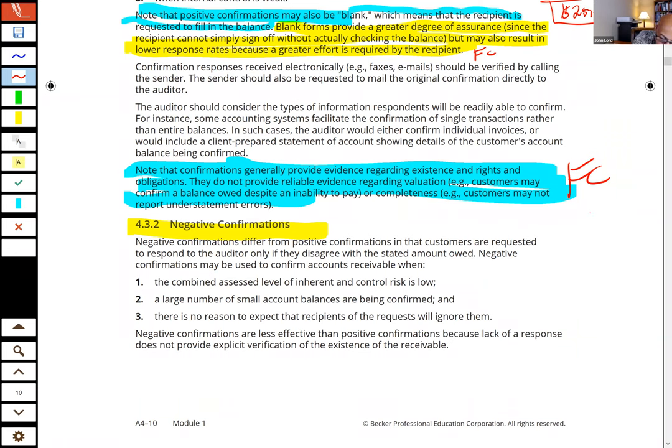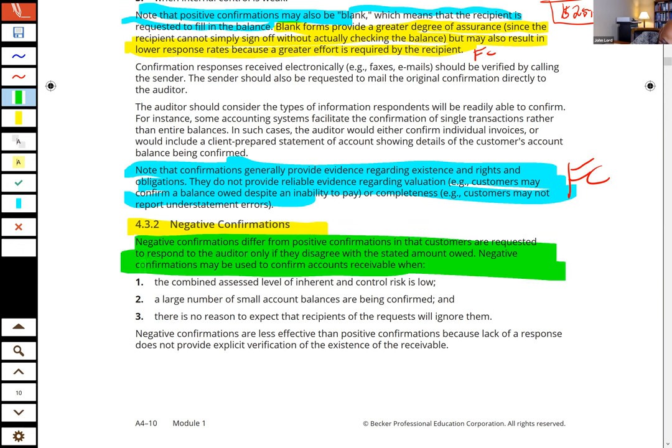Now you could also have negative confirmation. With negative confirmation, you do not expect the client's customer to respond to you unless they disagree with whatever the account balance is, okay? Now, you would use this when the combined assessed level of inherent risk and control risk is low, and I don't know why they don't call that what it is, which is what? They're telling you RMM is low, right? If RMM is low, then what can be up? Detection risk. Detection risk can be up, meaning that what? My substantive testing is down. In other words, I am using a less effective procedure. That's nature, isn't it?